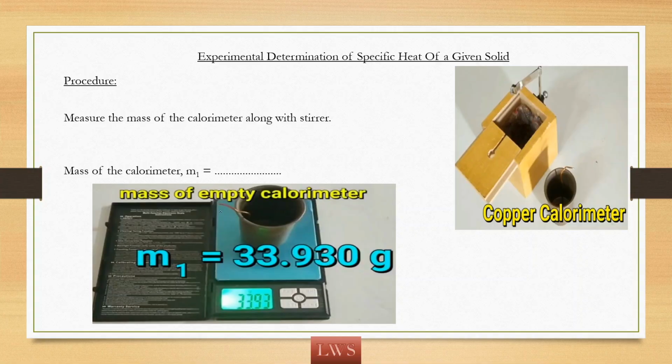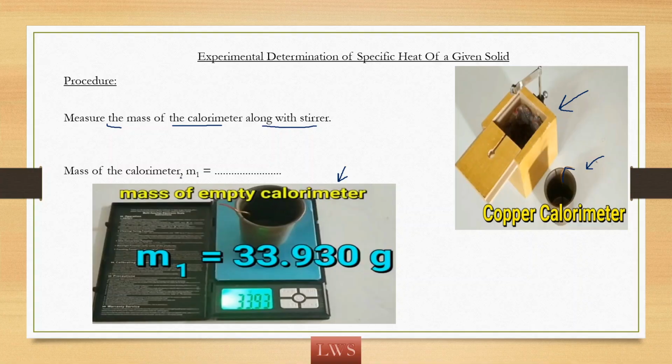Let us look at the procedure. So measure the mass of calorimeter along with the stirrer. So here I am taking a copper calorimeter in which I have placed one stirrer. Okay guys, this is the wooden box that I mentioned in the apparatus. Okay, so see here we are having a copper calorimeter and I want to see what is the mass of this calorimeter. So using this weighing machine I am measuring the mass of calorimeter.